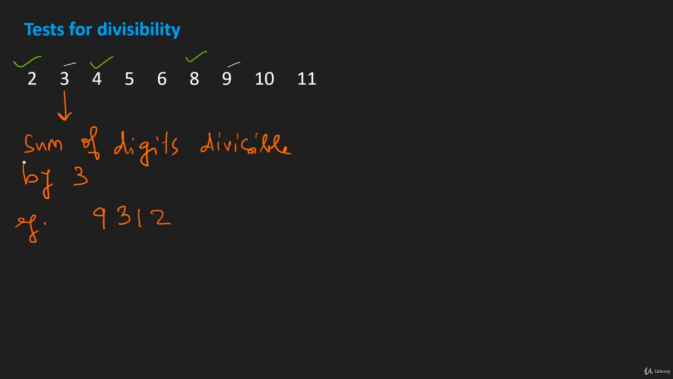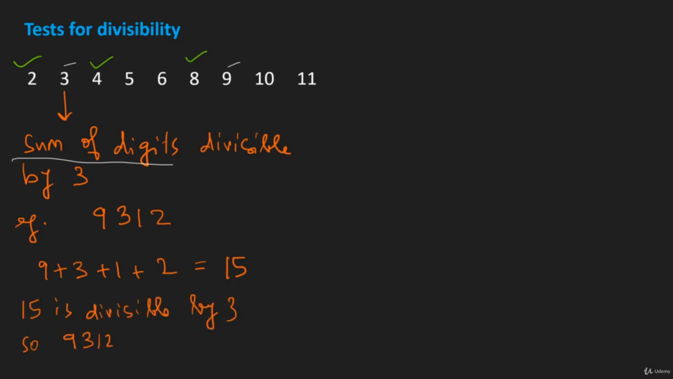The rule says that the sum of the digits should be divisible by 3. So what is the digit sum of 9312? It's 9 plus 3 plus 1 plus 2. You'll get that as 15. You can see that 15 is divisible by 3. Therefore, 9312 is also divisible by 3.